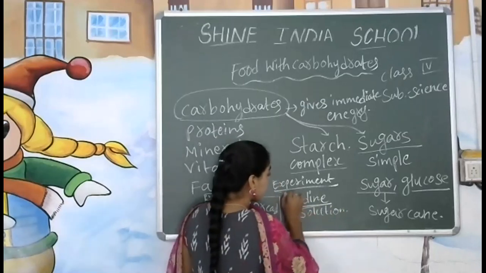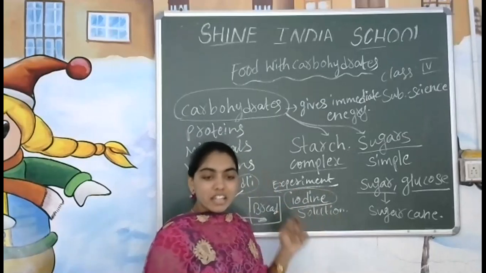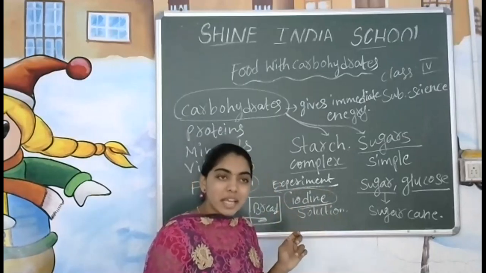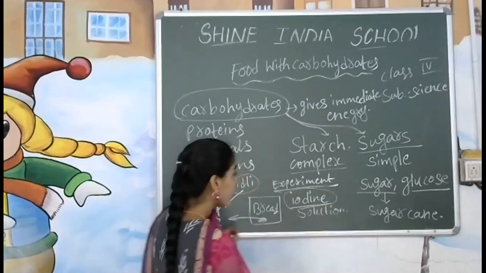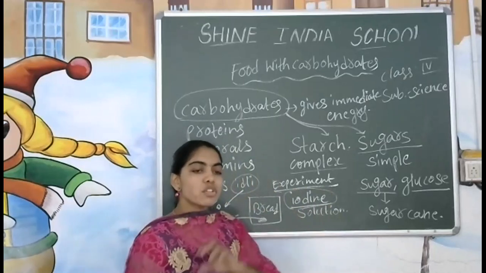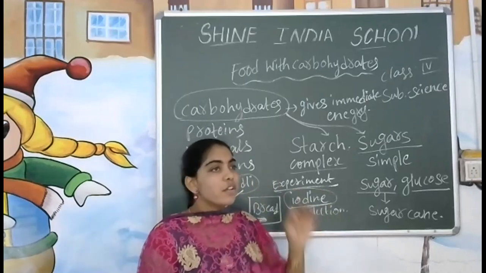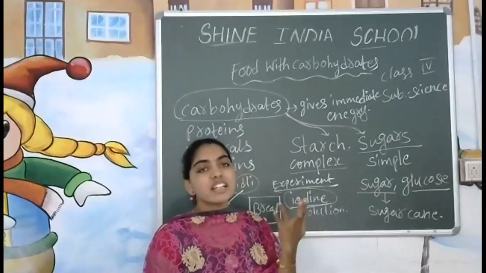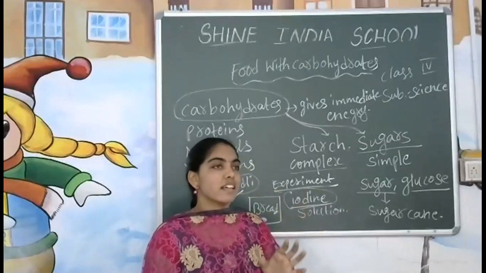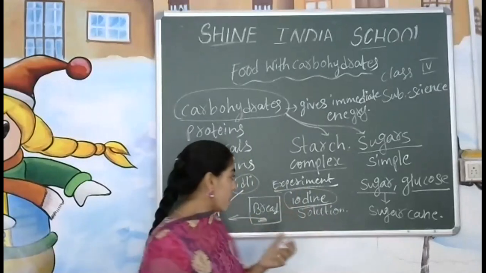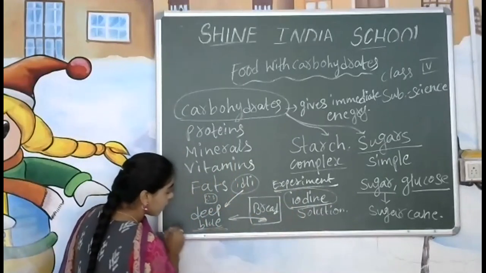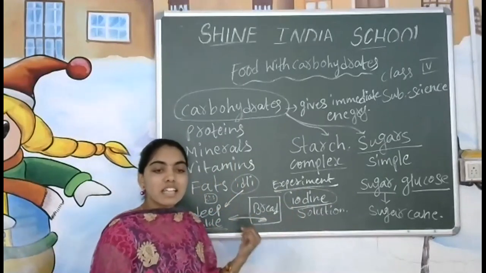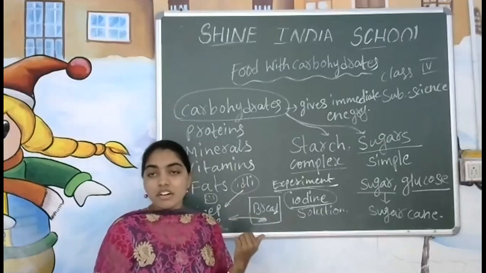So we have taken the solution, that is iodine solution. What is the solution name here? Iodine. So if you take the iodine solution you can check all the food items, the biscuits, the sugar, the rice, anything. But we need the iodine solution. If it is deep blue color, then carbohydrates are present in our food.